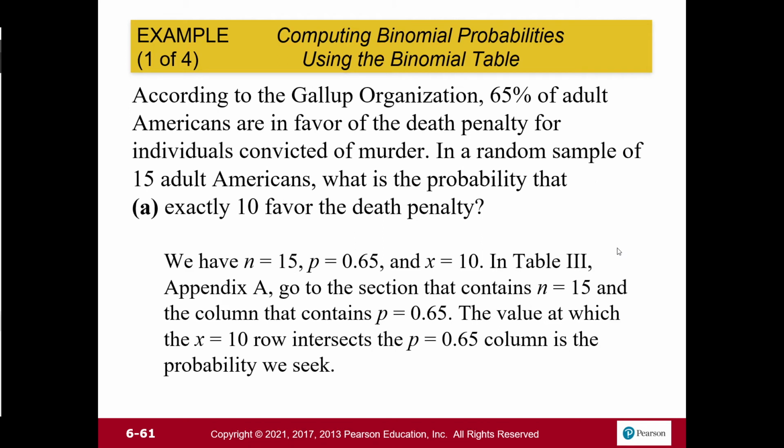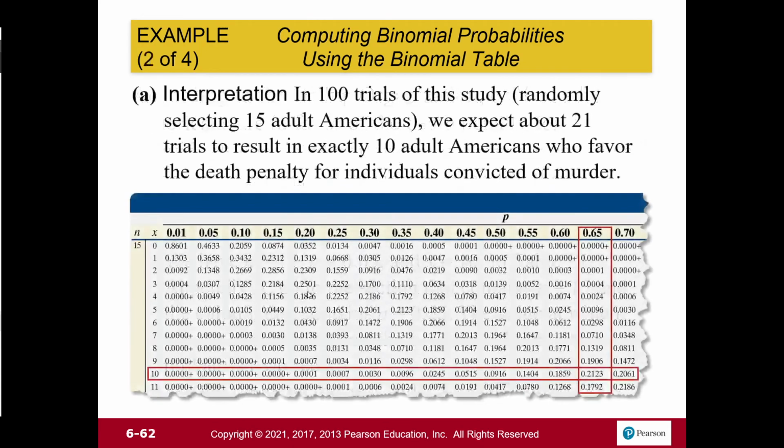Here are some more problems. It turns out that you can actually calculate probability using a table as well. If you did not have a calculator, or if your calculator failed you, you can use a table, and the table will give some probabilities for you. When n is 15 and x is 10, and the probability of success is 0.65, the actual probability of exactly 10 would be 0.2123.